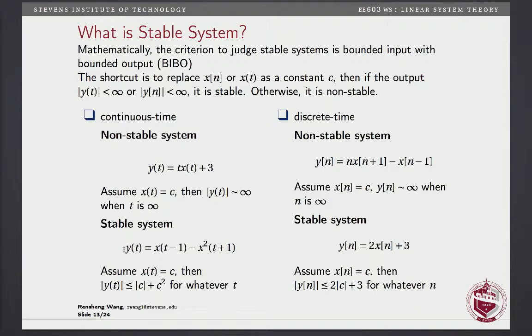Let's look at the stable system here. If we assume x(t), the input, is a constant c, then the shifted version is also constant, right? It's also c. The shifted x(t+1) is also the constant c. So the absolute value of the output y(t) should be less than the absolute value of c plus c squared, for whatever t. So the output is bounded, and this is a stable system. We have a similar situation for discrete-time examples.